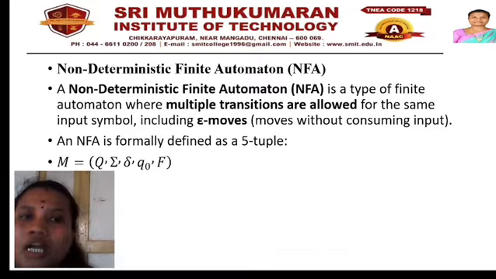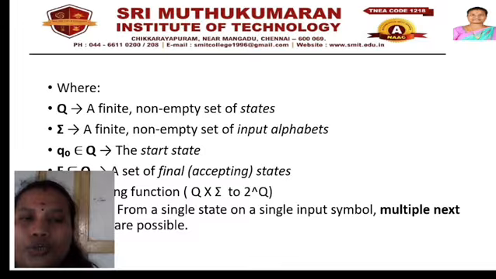The NFA is formally defined as a 5-tuple denoted by M equal to (Q, Σ, δ, q0, F). Q is a non-empty set of states, Σ is the input alphabet, q0 is the start state, F is the final state or accepting state, and δ is the mapping function, Q × Σ to 2 power Q. An important point of NFA: for a single state on a single input symbol, multiple states are possible.